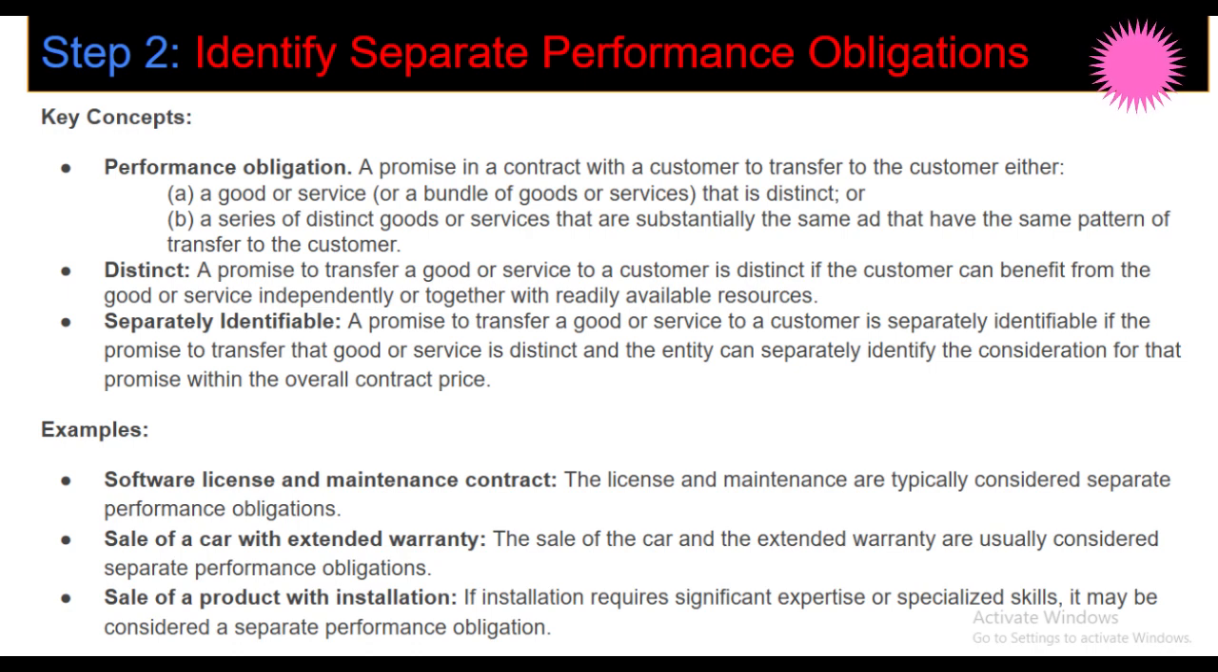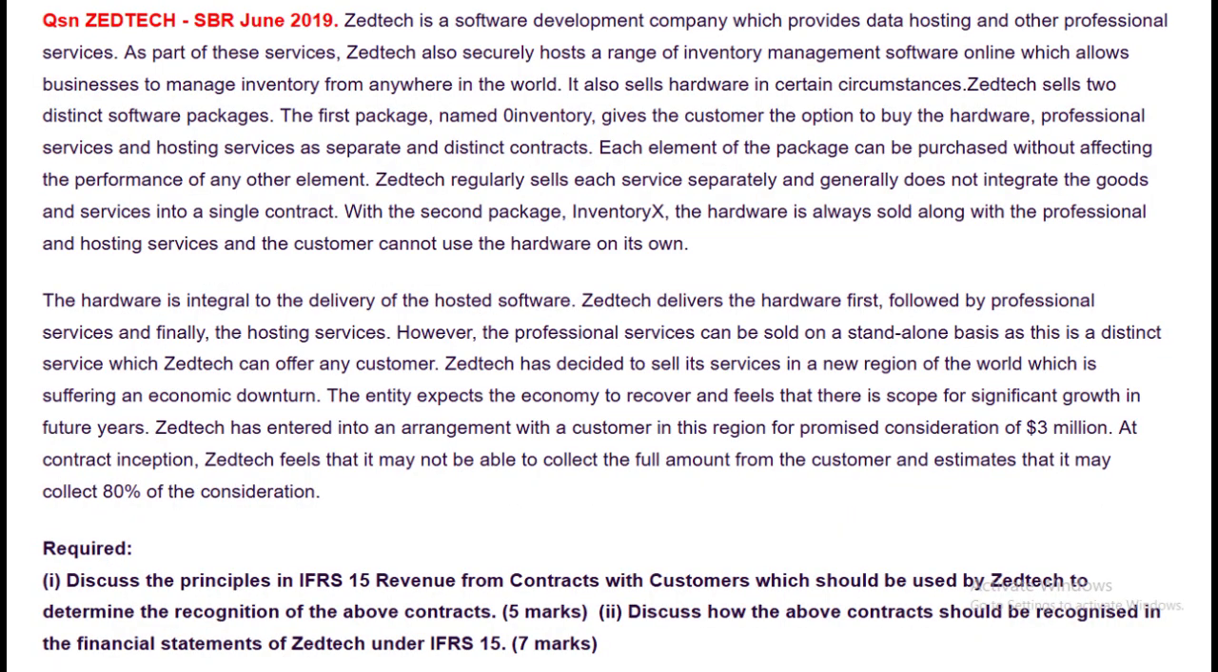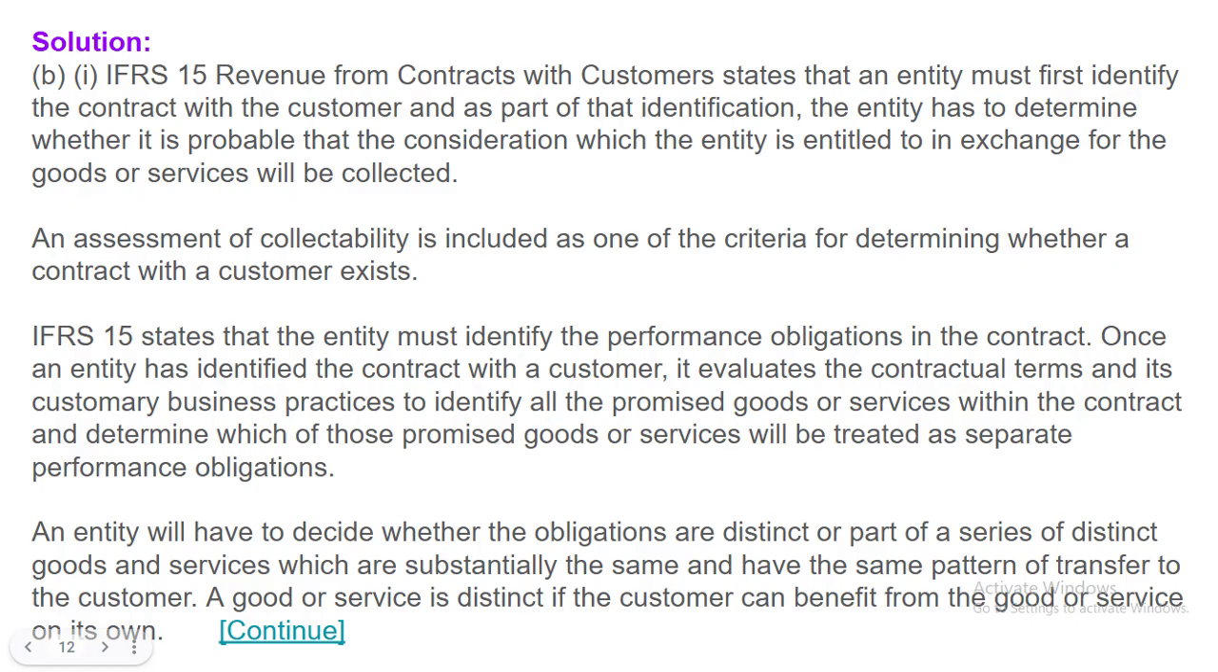This allocation thing, it sounds pretty tricky. How do companies figure out how much revenue belongs to each piece of the puzzle? Yeah, good point. Our source material uses the example of ZTech, a software and professional services company, to illustrate this. Okay, tell me about ZTech. So they offer 2 software packages, Zero Inventory and Inventory X. With Zero Inventory, you can buy the hardware, professional services, hosting, all as separate contracts. But with Inventory X, the hardware is bundled with those services. So with Zero Inventory, each element is distinct, standalone, so they're treated as separate performance obligations. Bingo. But with Inventory X, the hardware and services are a package deal, can't separate them, so it's a single performance obligation.